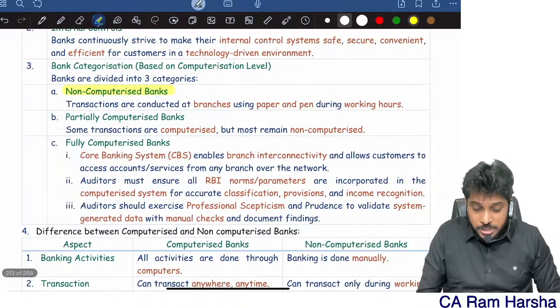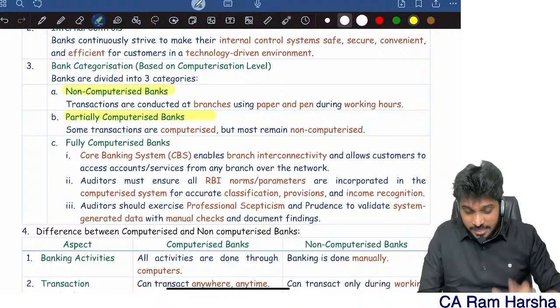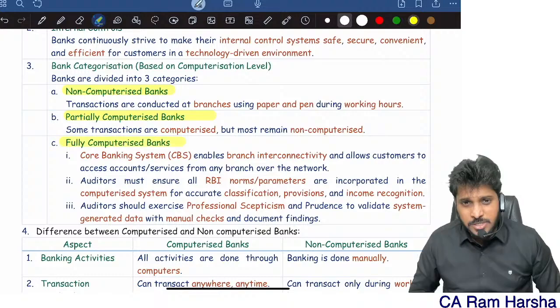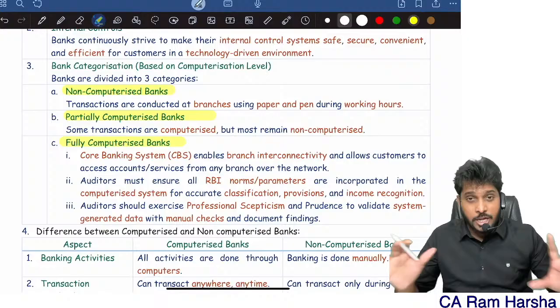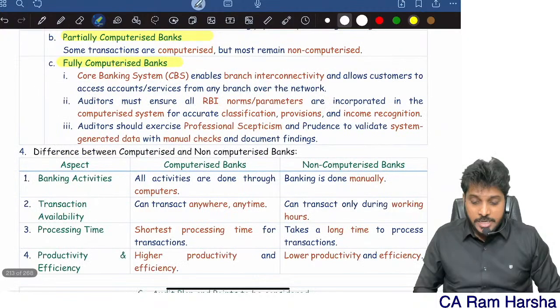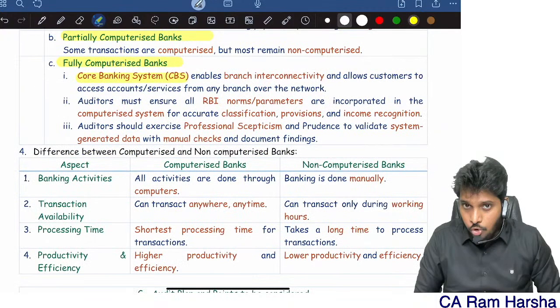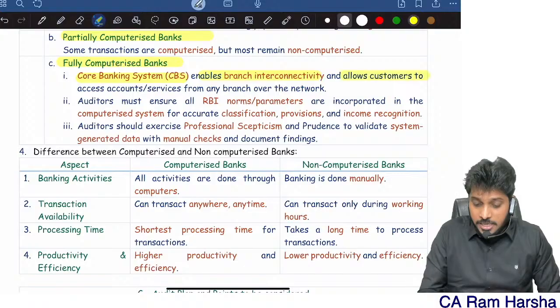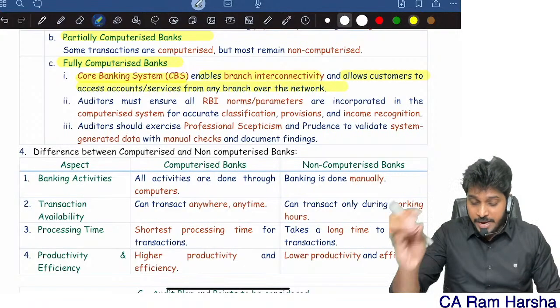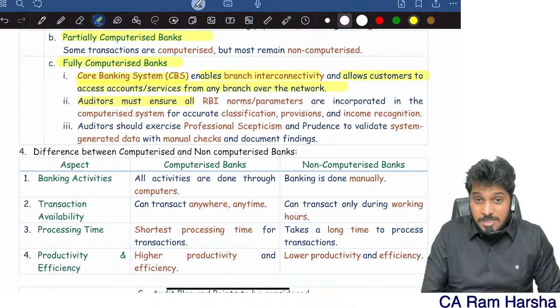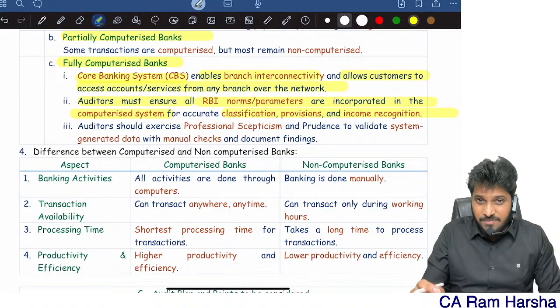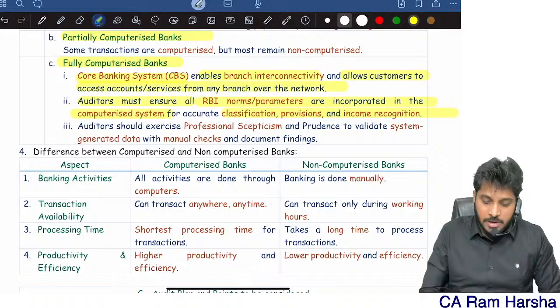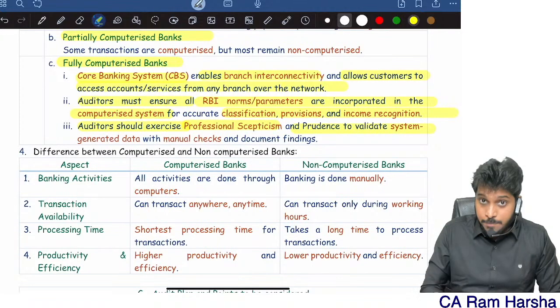Then, there are various types of banks. Non-computerized banks, right now nothing like that exists in India. All the banks that we see in and around India are fully computerized banks. Fully computerized banks use a core banking system, where all the branches are interconnected so that customers can access services from any branch of the bank. So the auditor must ensure that RBI norms are incorporated in the computer system so that proper classification, provisioning, everything will be done. The auditor should exercise judgment, professional skepticism, and prudence to validate system generated data.